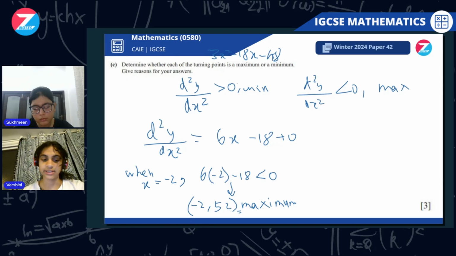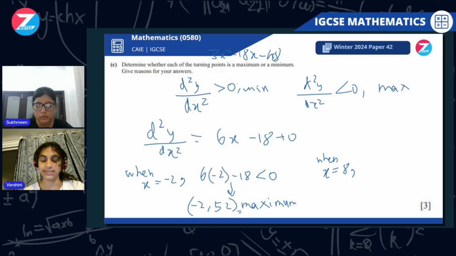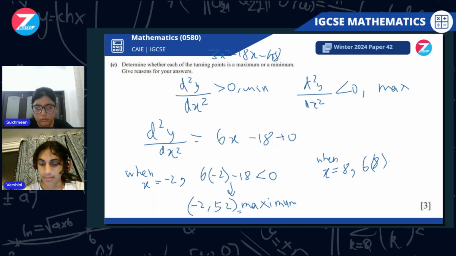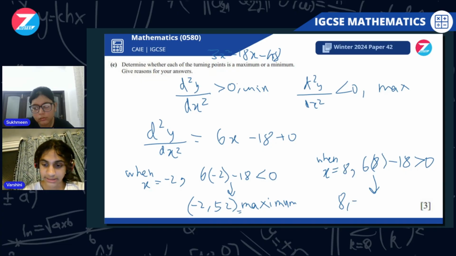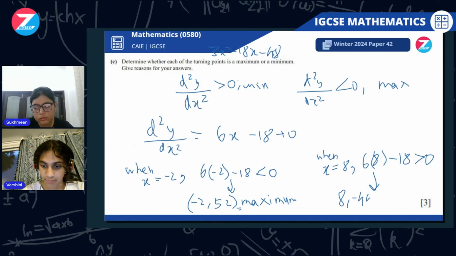Okay, now we'll take when x equals 8, and we have the same equation. In x, we just substitute in 8. So we have 6 into 8 minus 18, and you can put this in your calculator to recheck, which is greater than 0. So then we know that 8, minus 448 is a minimum.